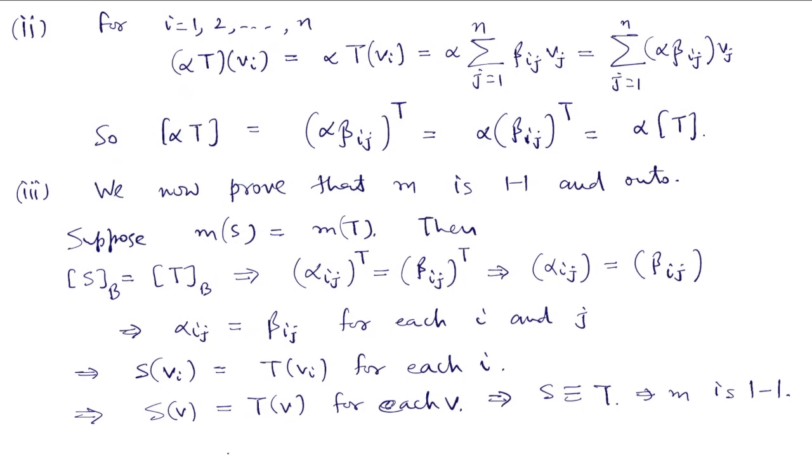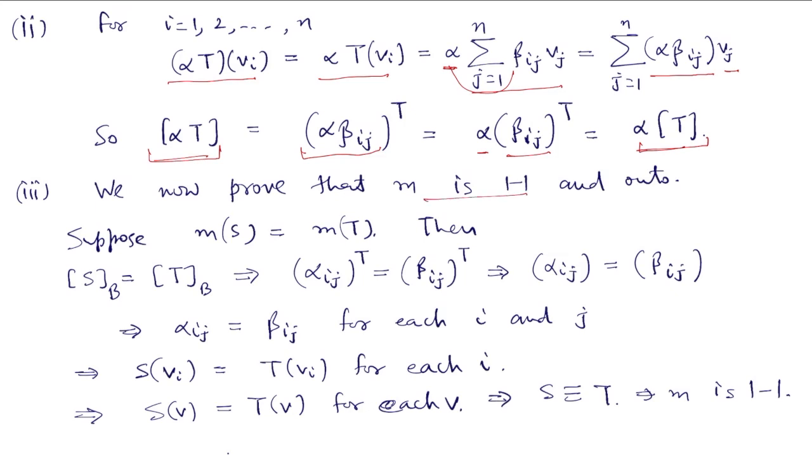Now we prove that the matrix of αT is equal to α times the matrix of T. For this you see that αT applied on vi is equal to α times T(vi). T(vi) is this, α is outside, this we can take inside here. So we get αβij times vj, and so the matrix of αT will be equal to the transpose of this matrix. We can take α outside and the remaining thing is the matrix of T. So this proves that the matrix of αT is equal to α times the matrix of T.